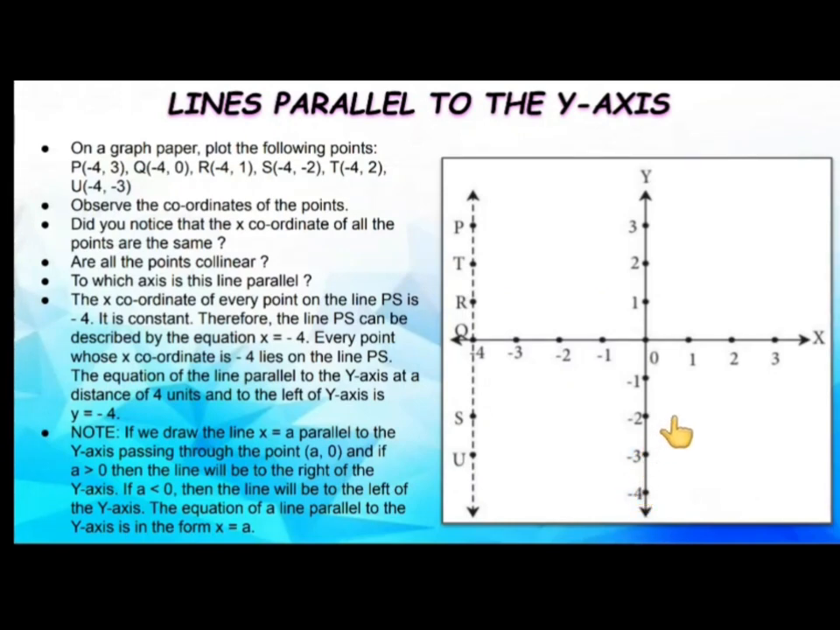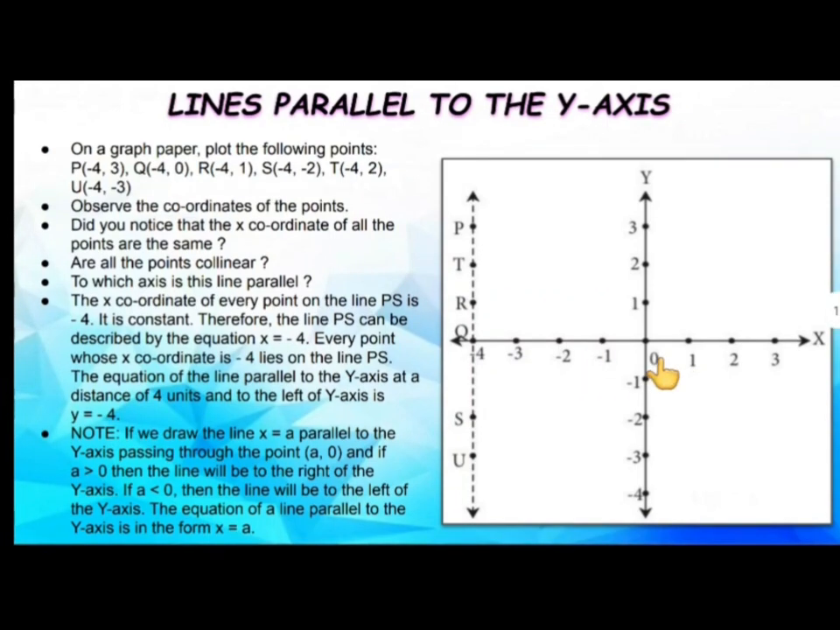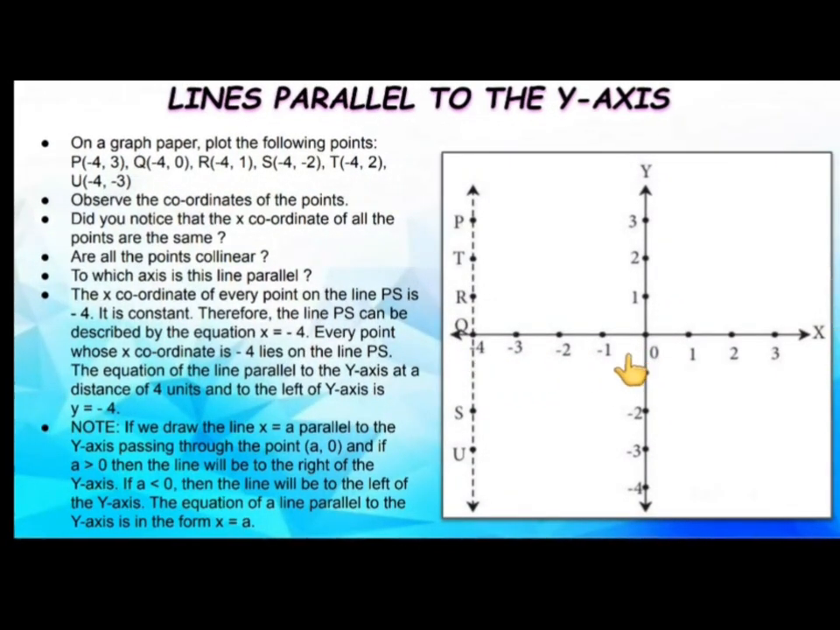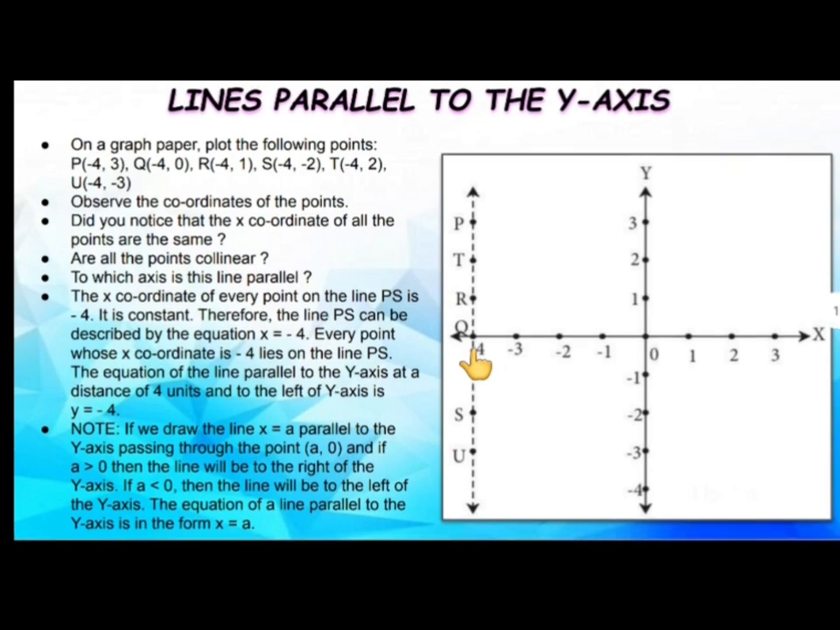If the coordinate is greater than 0, the line will be on the right, and if it is less than 0, it will be on the left of the y-axis. And in both cases, the line will be parallel to the y-axis. So in our case, the coordinate was less than 0, that is minus 4. The x coordinate was minus 4. Therefore, the line is on the left of the origin, or the left of the y-axis.